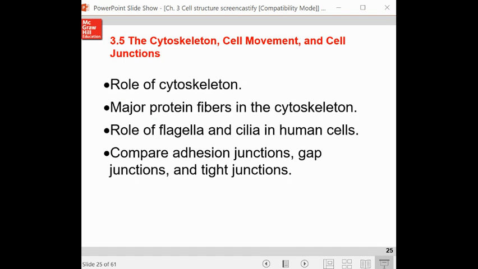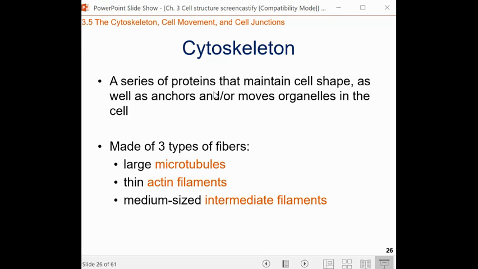Another structure in the cell is the cytoskeleton, cell movement, and cell junctions. And we're going to talk a little bit about what those parts are, how they're made, and what they do. The cytoskeleton is a series of proteins that maintain cell shape as well as anchor and move organelles around inside the cell. They're typically made of proteins like microtubules, actin filaments.